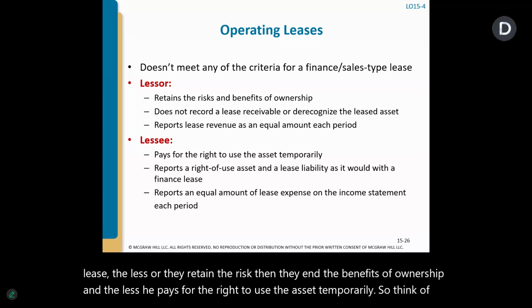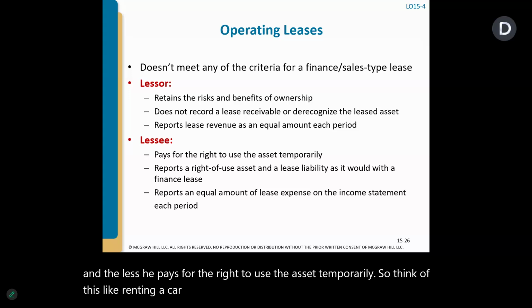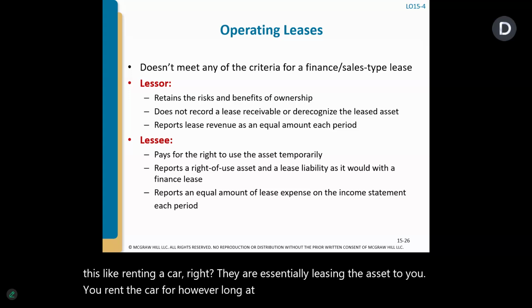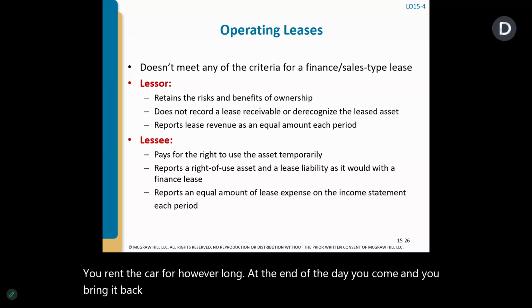So think of this like renting a car, right? They are essentially leasing the asset to you. You rent the car for however long. At the end of the day, you come and you bring it back. So when it is truly like a rental in nature.